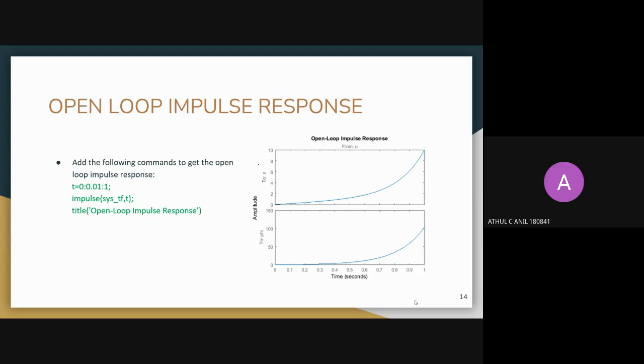Poles of a system can also tell us about the time response. After running the commands, we got a pole in the right half of the s-plane, which indicates that the system is unstable.